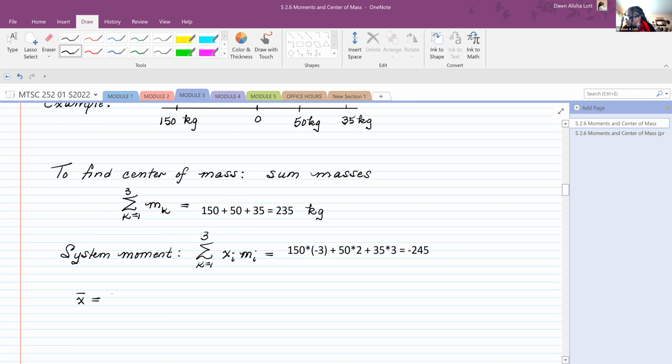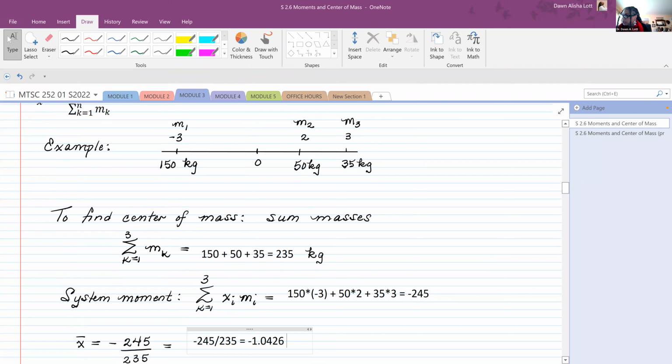Okay, so therefore x bar, which is going to be then -245 divided by 235. Well, that looks pretty close to 1. So I'm going to get -245 divided by 235, and that's very close to 1. So I would expect it to be very close to -1, right about here.